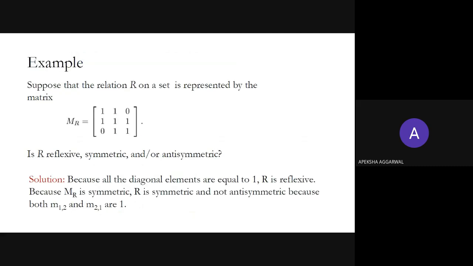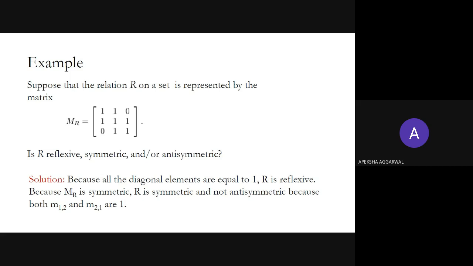Suppose that a relation R on a set is represented by a matrix. So you have to tell, is this reflexive? Yes. Is this symmetric? It is symmetric. Opposite to the diagonal, the elements are the same. 1,2 and 2,1 are the same, both are 1. Okay.